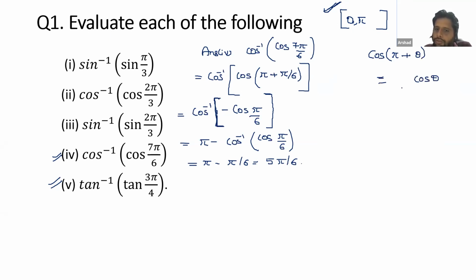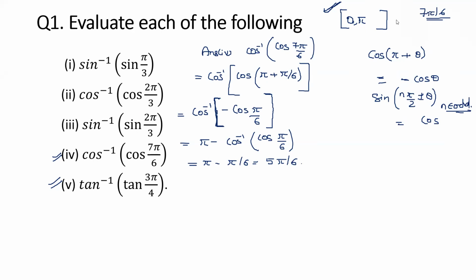So write cos theta. Now you need to check the quadrant, this is the third quadrant, that's why it is negative. So in case of pi, the ratio will remain the same. In case of odd multiples of pi by 2, that is pi by 2 plus or minus theta, then the ratio will change into cos. But the condition is n should be odd. I hope this is clear to everyone. Please note this down, and then do question number fifth.